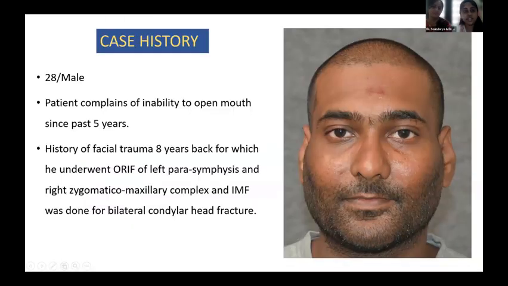So this is a patient, a 28-year-old male, who came with a complaint of inability to open the mouth since the past 5 years. He had a history of facial trauma 8 years back, for which he underwent ORIF of left parasymphysis and right zygomaticomaxillary complex, and IMF was done for bilateral condylar head fracture.